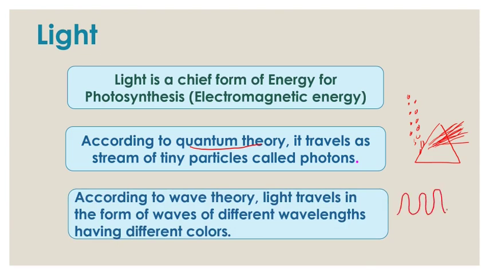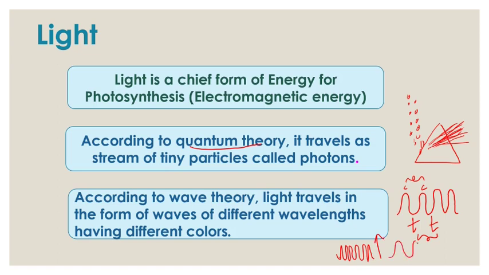So these are longitudinal waves. It has crests and troughs, alternate crests and troughs. The distance between two consecutive crests or two consecutive troughs is called a wavelength. Now, the closer the wavelength, the lesser the wavelength, the more is the energy.